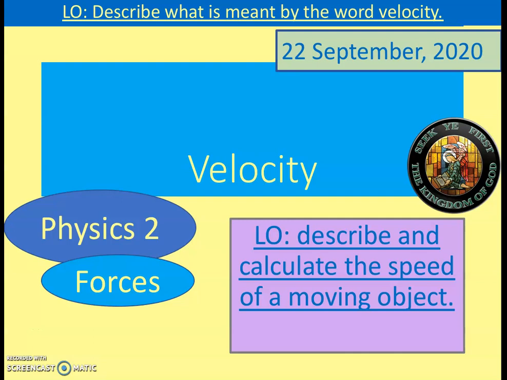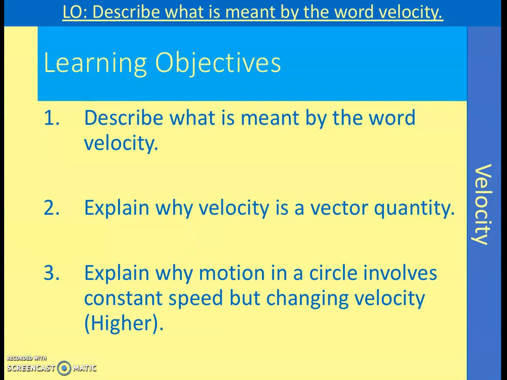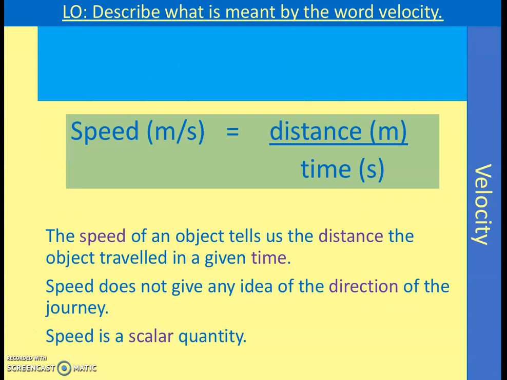Okay, so now that we've mastered the speed calculation, we're going to look at velocity. We want to be able to describe what it is, calculate it, and see the difference between velocity and speed. So again, describe what the word is, explain why it's a vector, and then for any of us, which should be most of the class, if not all of you, that will be doing the higher paper, we want to explain why motion in a circle involves constant speed but changing velocity.